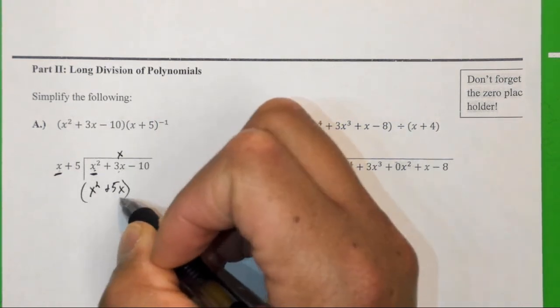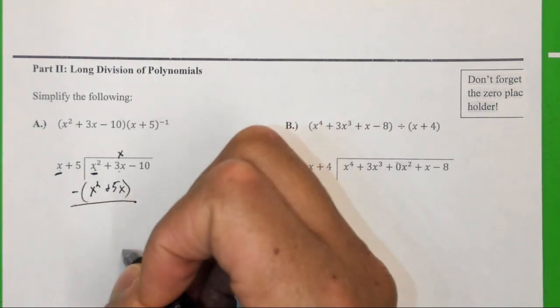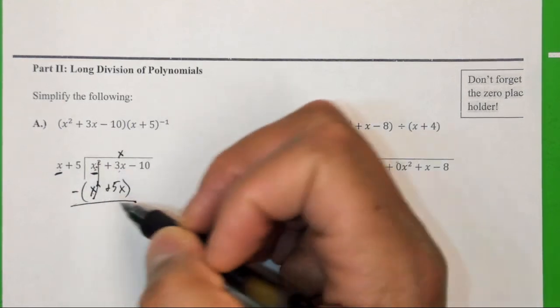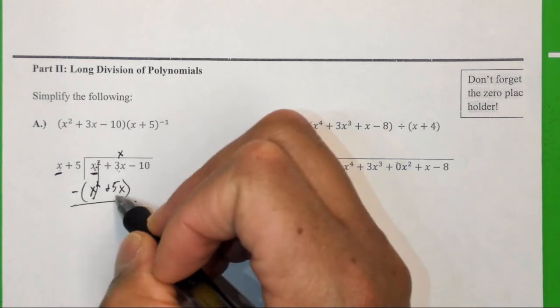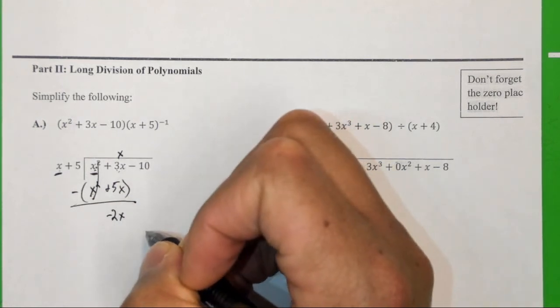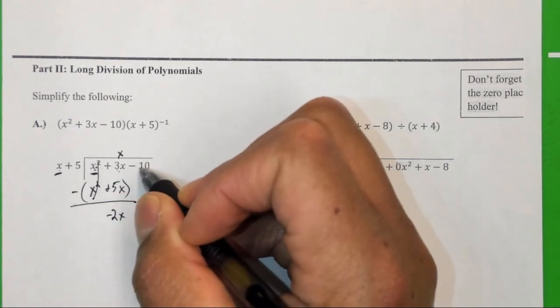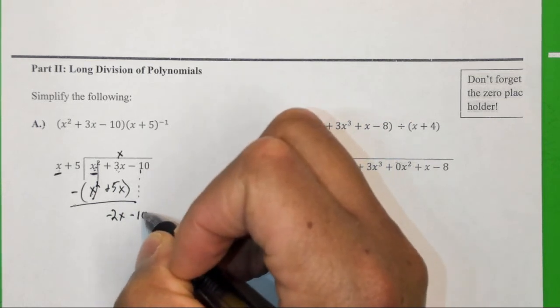And then also, just like with long division, I'm now going to subtract. And the way the subtraction works is x squared minus x squared is 0. It cancels out, it goes away. But what's 3x minus 5x? Negative 2x. Okay? Now, that's kind of like my remainder, but then I bring down this next term, and I repeat the process.